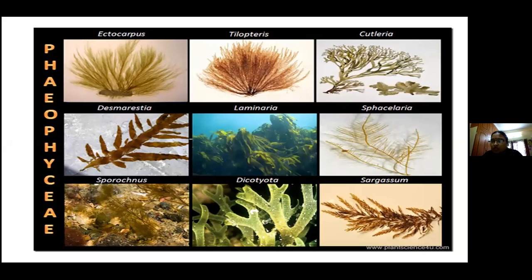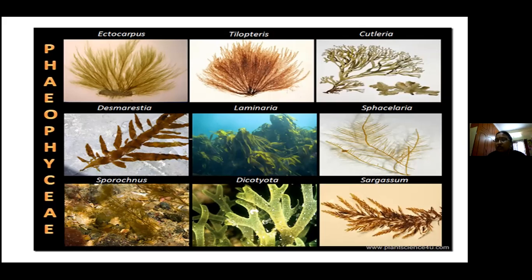Next, the photosynthetic pigments: chlorophyll a, chlorophyll c, and beta carotenes are present. But here, very important, fucoxanthins are present. That's why the color is called brownish. Why is brown color very dominant in this Phaeophyceae? The chlorophyll a and c are common, beta carotene also common, but in this one fucoxanthins are more dominant. That's why the color is called brown.